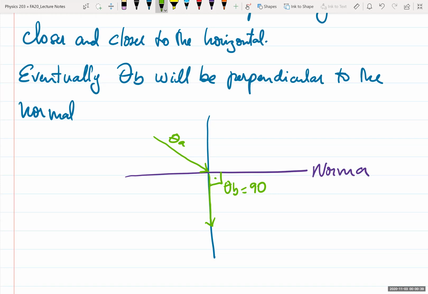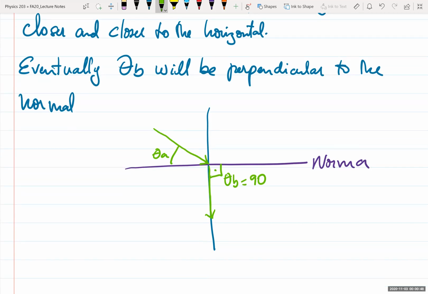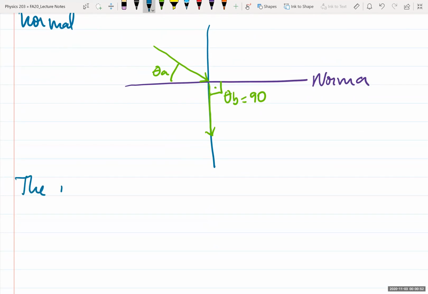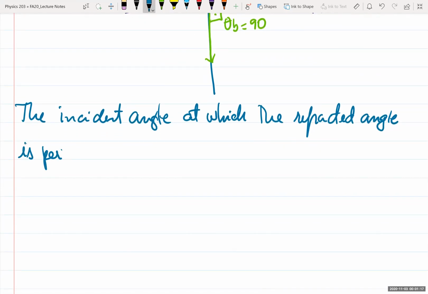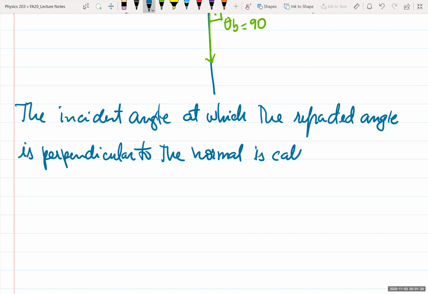And this angle here, the incident angle at which the refracted angle is parallel to the horizontal but perpendicular to the normal, is called the critical angle.